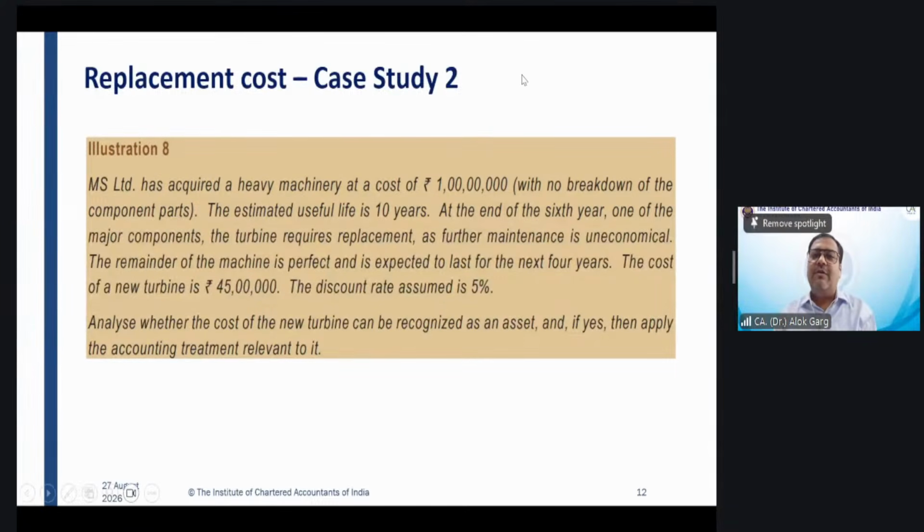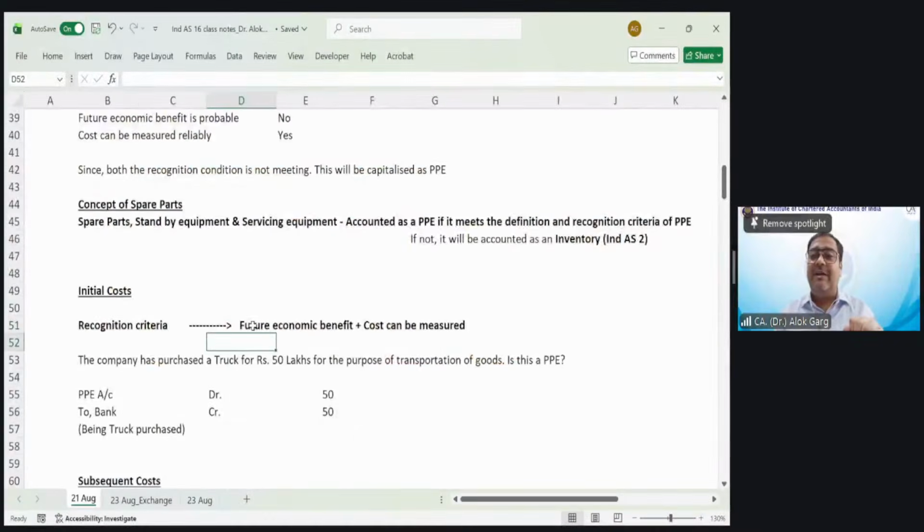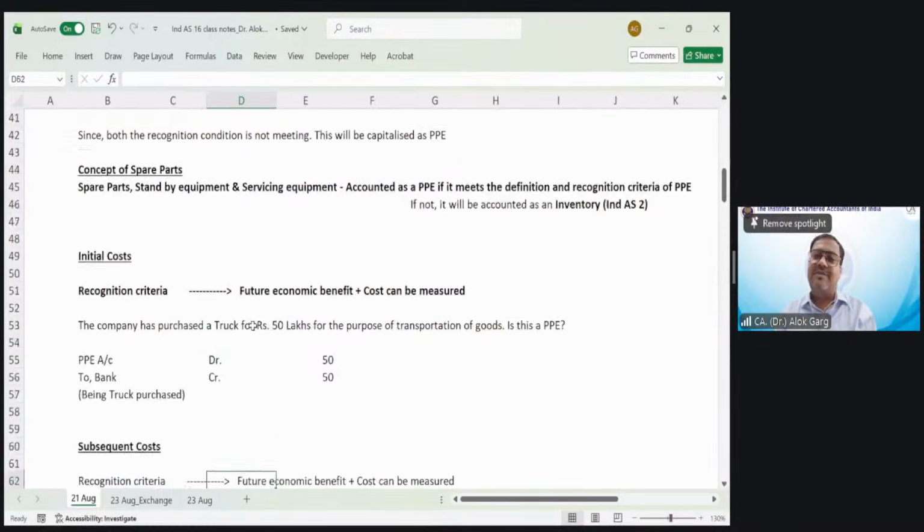So now let me discuss a question from Alok Garg with all of you. Then I'll come to the question on the study material.